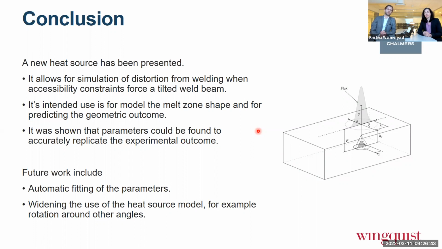Some future work that we think we could pursue is automatic fitting of the parameters. You could perhaps use machine learning or methods like that. And also widening the use of the heat source model. For example, what would happen if you tilt it, for some reason, to other angles than we proposed here. So that was a summary of the paper. And if you have any questions, we'll be happy to try to answer them.